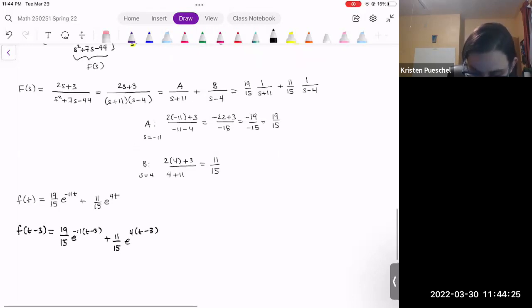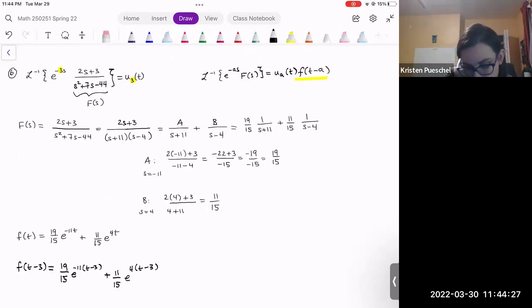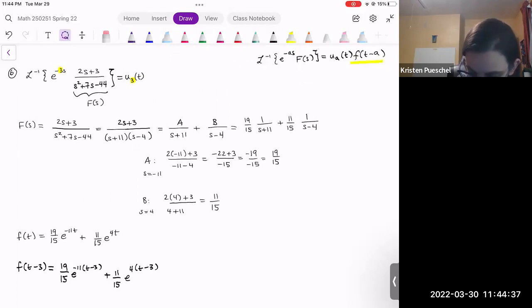Okay. And so now we are ready to write out our inverse Laplace transform. Giving myself a little breathing space. So we have u3 of t. This function is going to turn on at time 3, and we're multiplying by 19/15 e to the negative 11 times (t minus 3) plus 11/15 times e to the 4 times (t minus 3). Great.